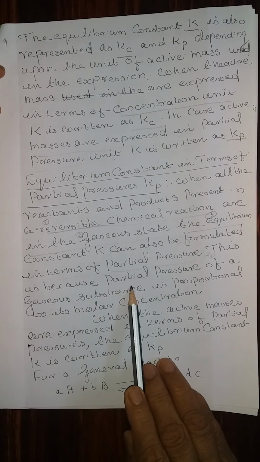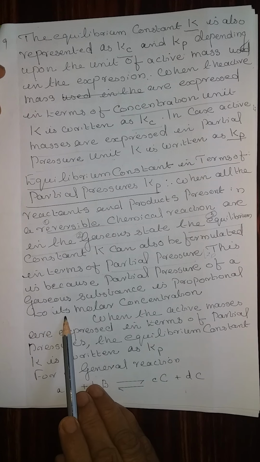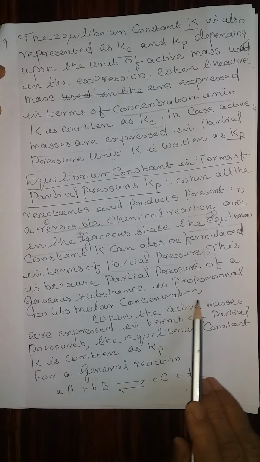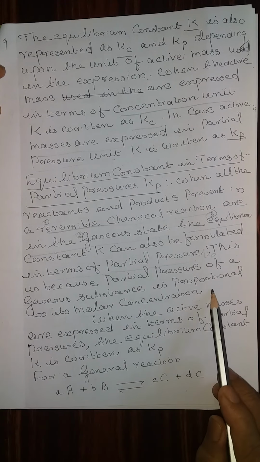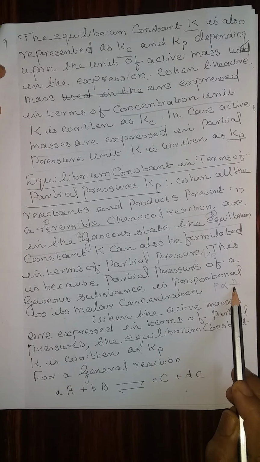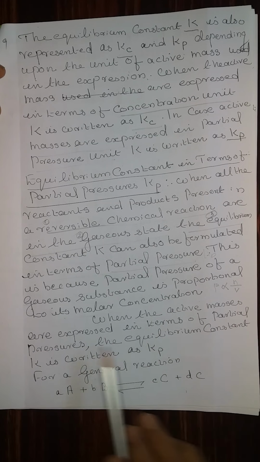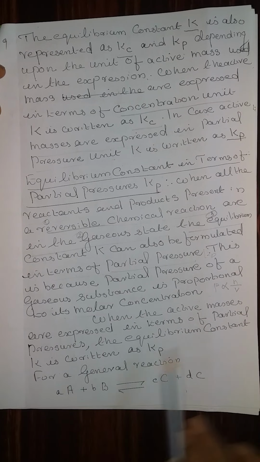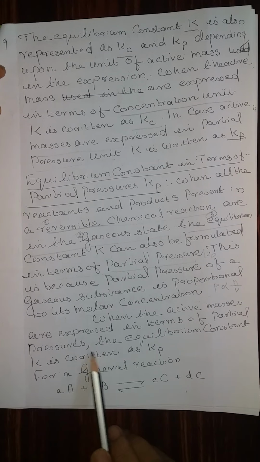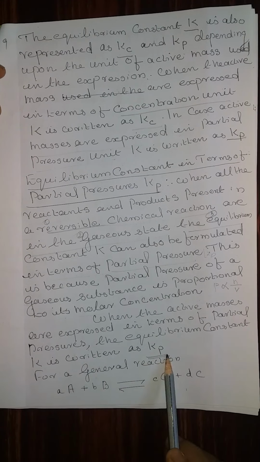This is because the partial pressure of a gaseous substance is proportional to its molar concentration, which we already discussed, that P is proportional to n by V. Because of that reason only we can derive. When the active masses are expressed in terms of partial pressures, the equilibrium constant K can be written as Kp.